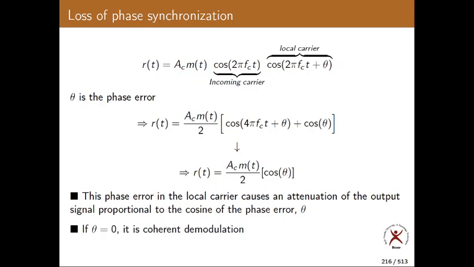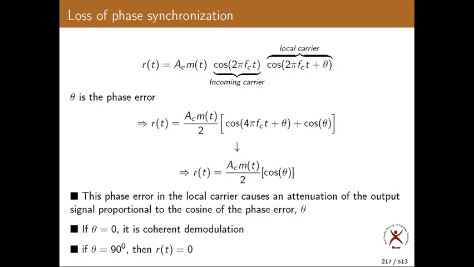Correct? Okay. So if θ is 0, I told you it is nothing but your coherent demodulation. If θ is 90, what do you get? You don't get anything. It's very important. R(t) is 0. Why? Because if θ is 90 degrees, what is cos 90? 0. So the output is 0. Whenever the phase error becomes 90 degrees, the output of your demodulator is 0. You don't get any output. That is the biggest problem of having a phase error.